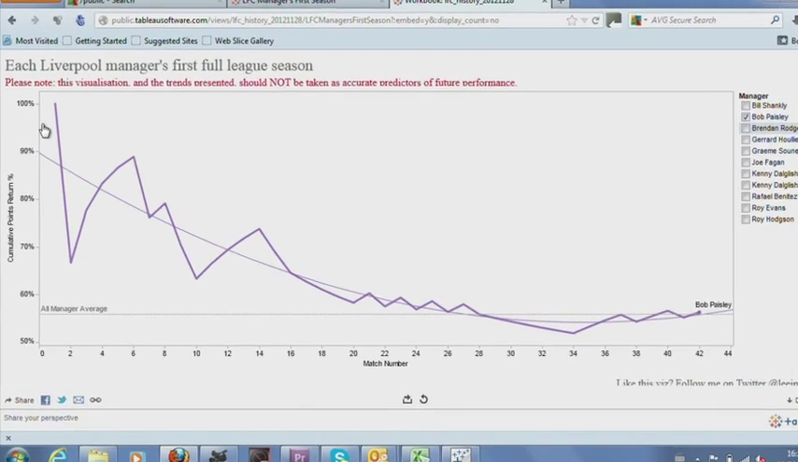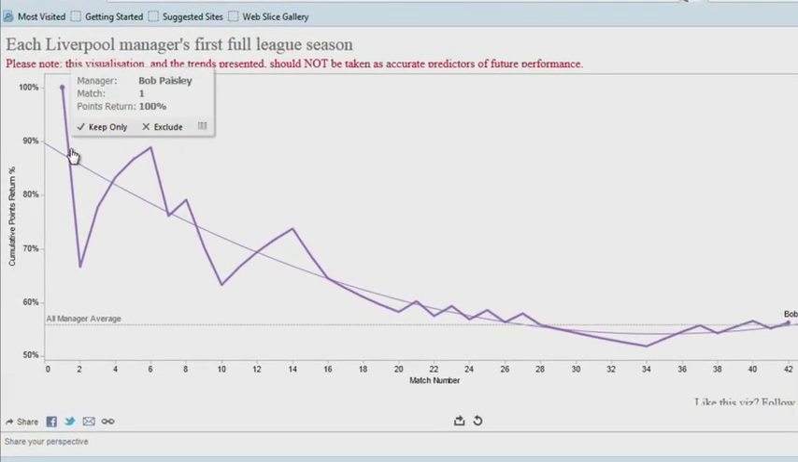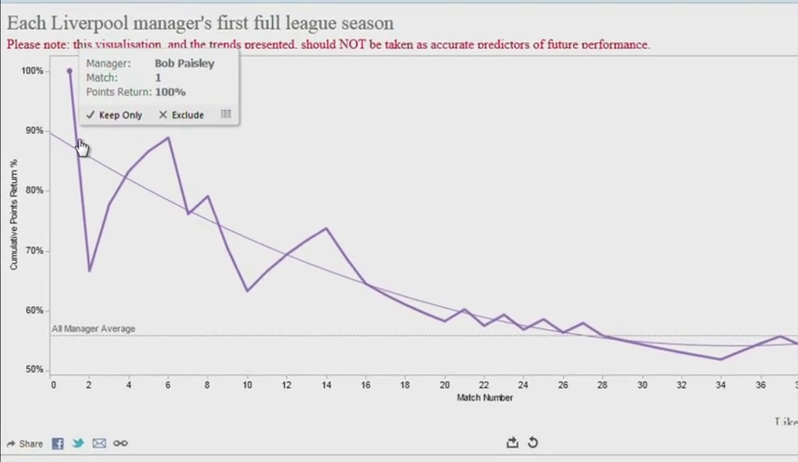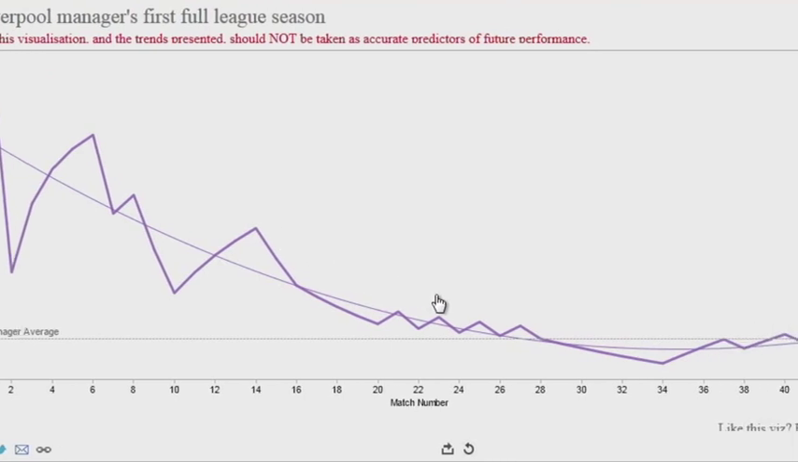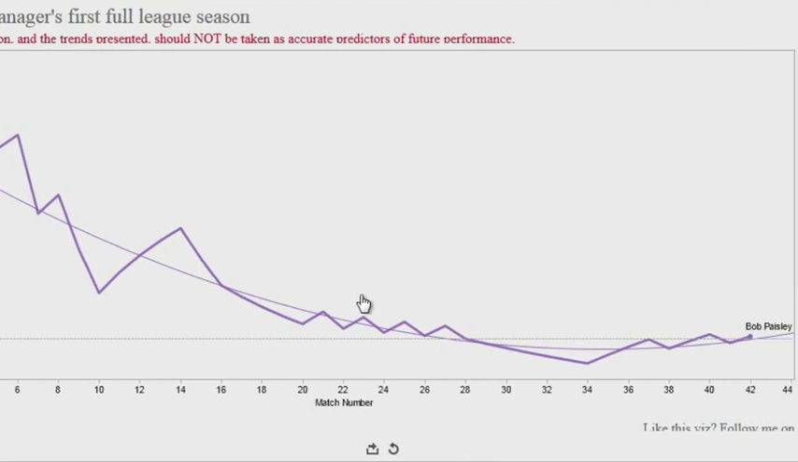Bob Paisley was on a consecutive downward decline, effectively. Over the course of his first season, the team's performance was actually declining as he bedded into his new role. Now, in the modern game, he'd have probably been fired. But this is the guy that went on to be the most successful manager in British football history.